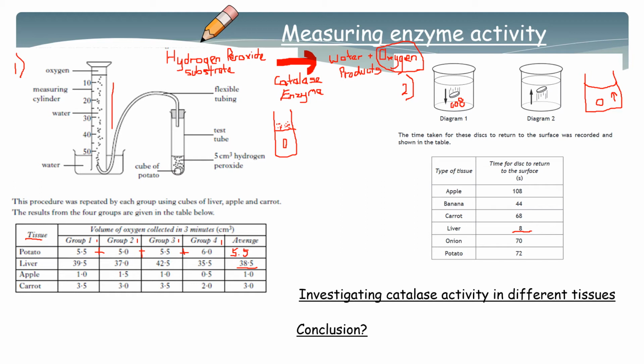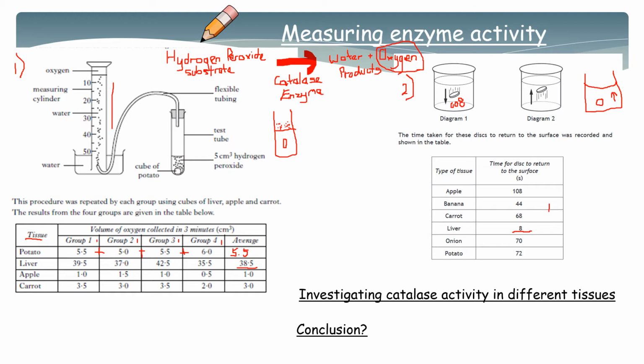For the second one, you would want to say again that liver has the highest catalase activity because it only takes 8 seconds for the disc to return to the surface, which is much faster than your other tissues, so your plant tissues. Or you could say that your animal tissue was the fastest at returning to the surface compared to your plant tissues, and you could work out how much times faster it was than your slowest tissue.